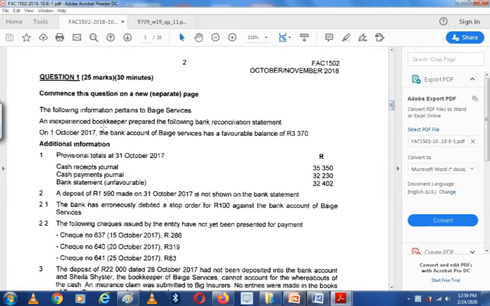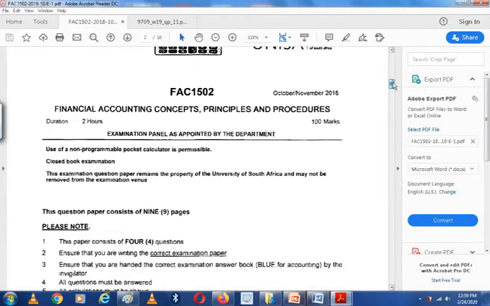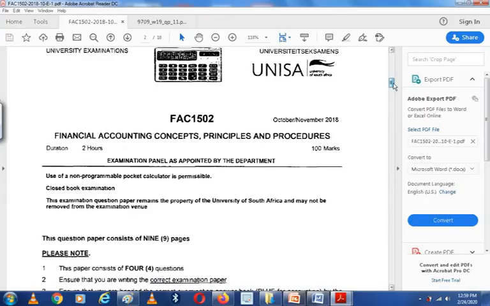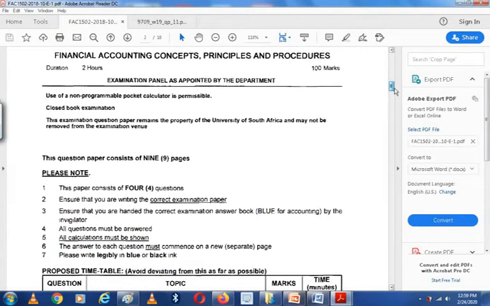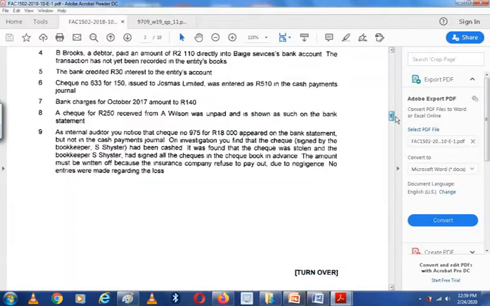Now, we're given the notes of what we have to follow. The question starts from here. This is a UNISA paper for October-November 2018. UNISA is the University of South Africa. Right, so we're just going to do the first question there, bank record statement.